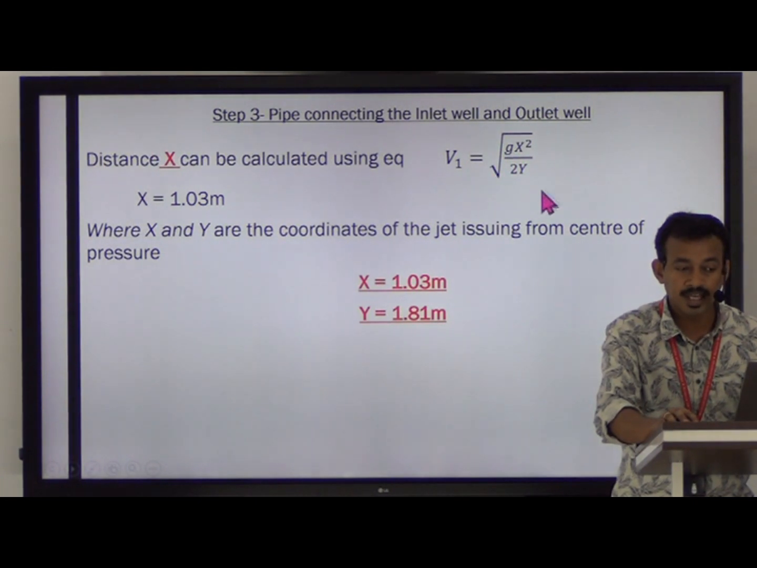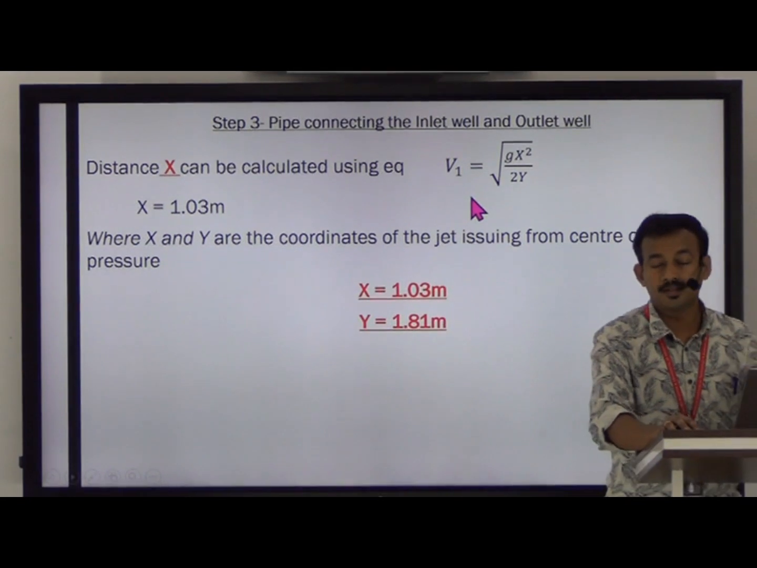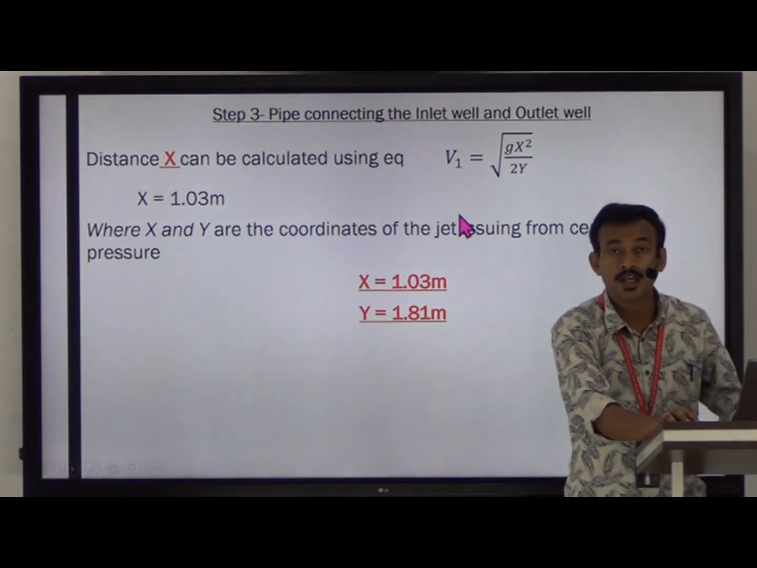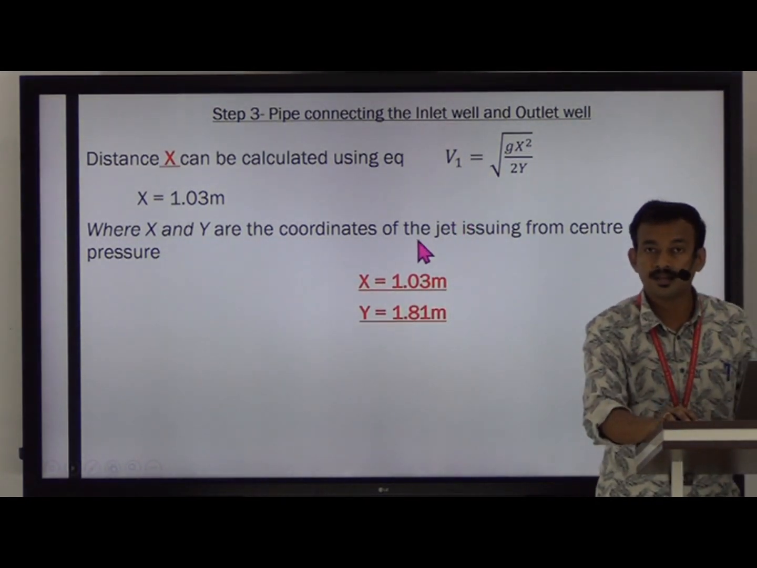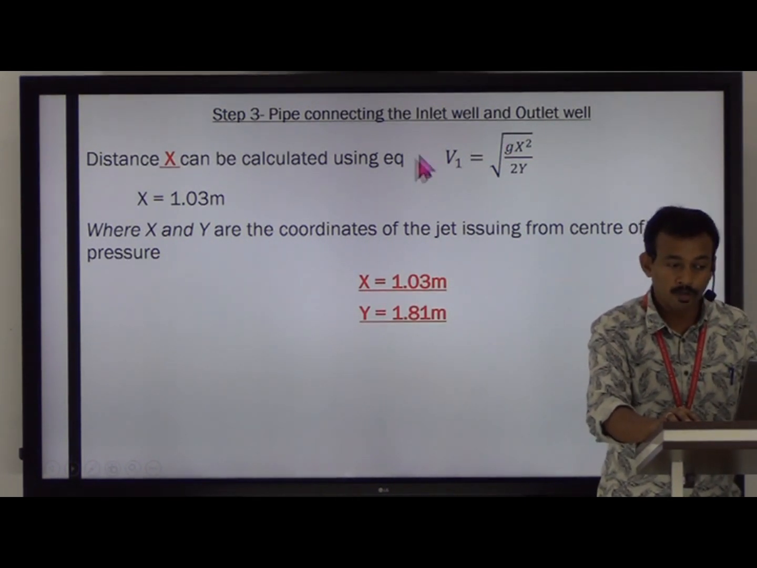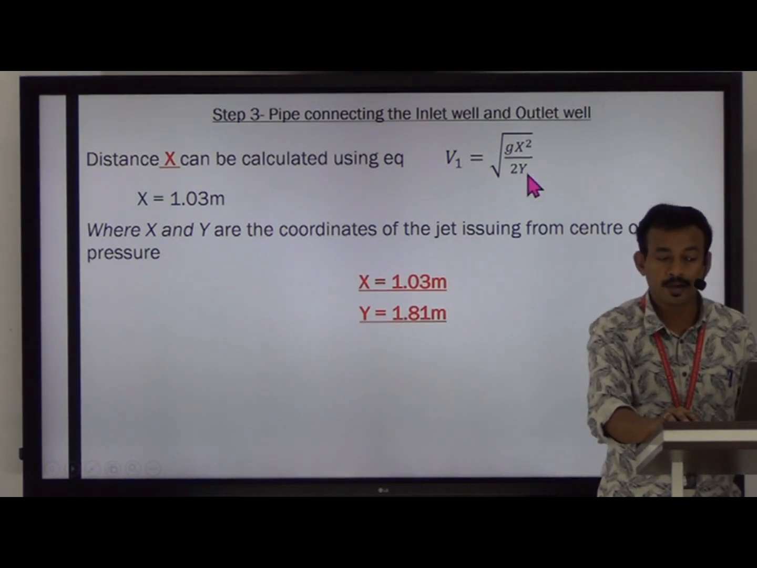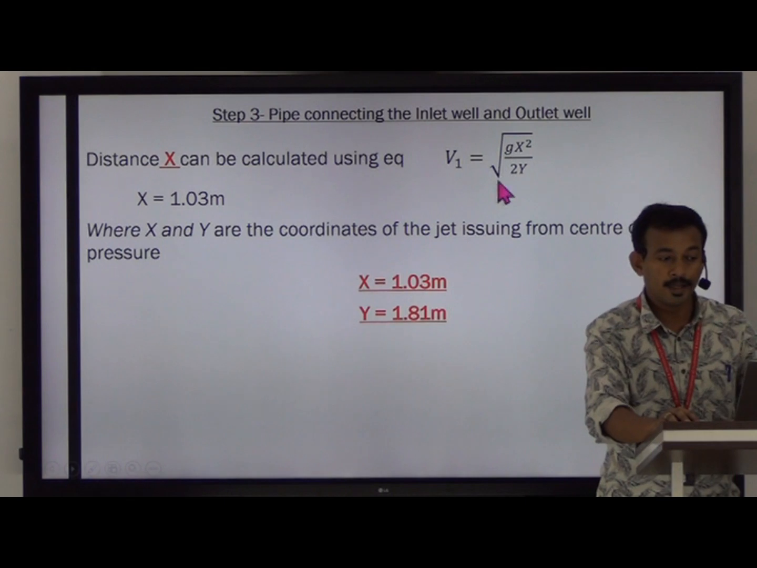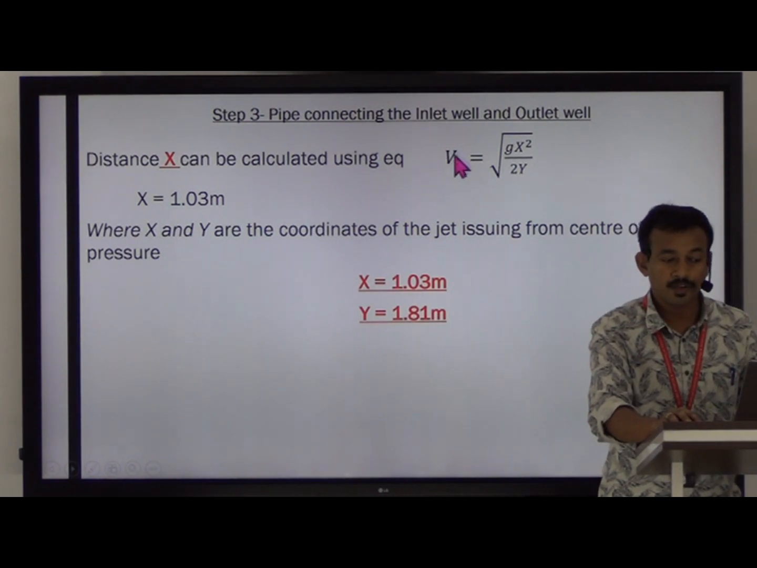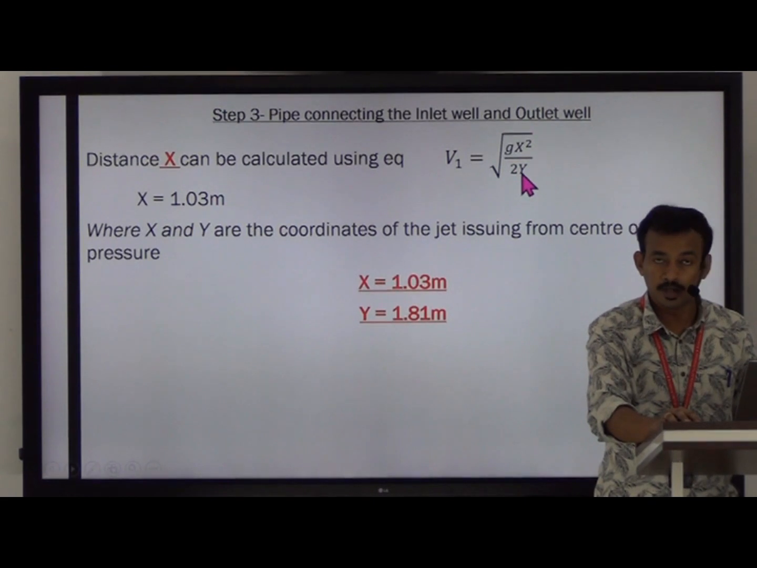This equation is actually formulated from the basic Newton's equations of motion, that is S equals ut plus half gt square. If you want the derivation, you can refer to the SK Garg textbook and you will find the derivation there. Finally, you will get velocity v1, where v1 is the velocity of flow through the notch. v1 equals root of gx square divided by 2y.